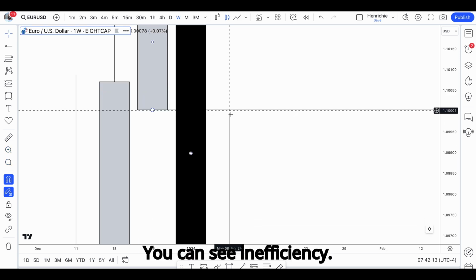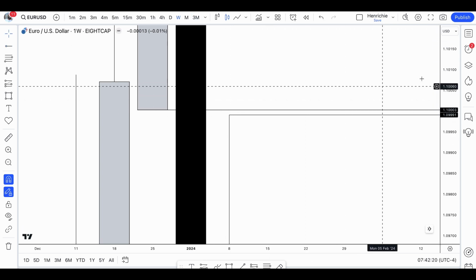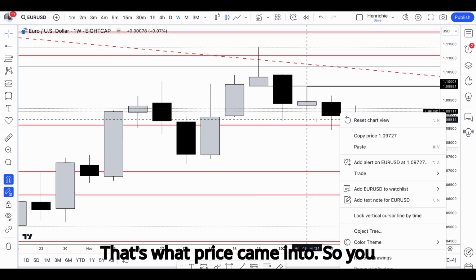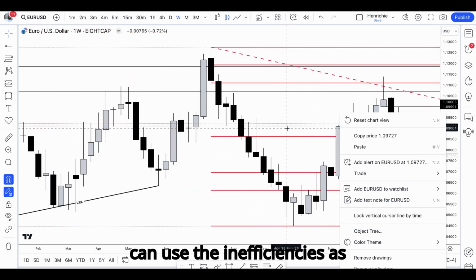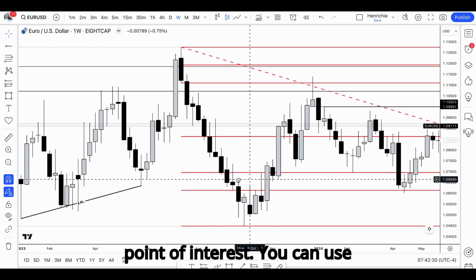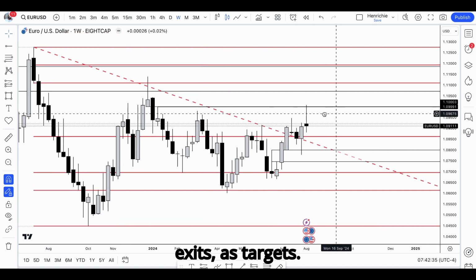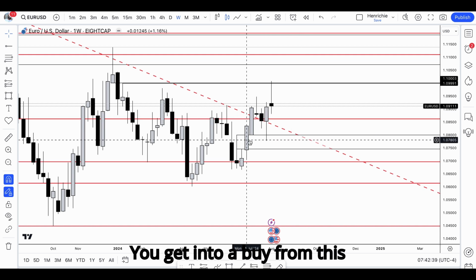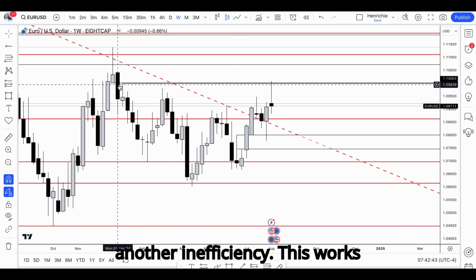You can see inefficiency. Inefficiency resting right there. That's what price came into. So you can see how you can use the inefficiencies as points of interest. You can use inefficiencies as exits, as targets. You get into a buy from this inefficiency, take profits, another inefficiency.